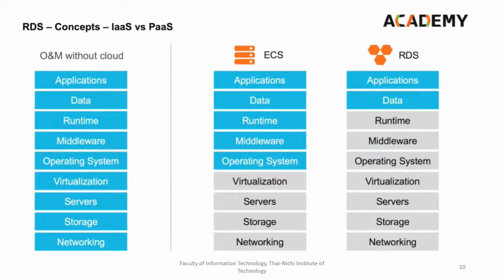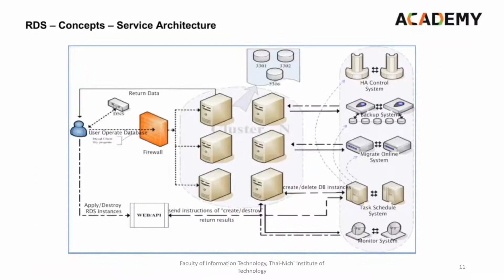Now we see the difference between ECS and RDS. In the traditional system, we need to buy everything right from networking until the applications. Everything costs for us. But in the case of ECS, up to the level of virtualization, it is fully automated, and the user just needs to worry about the operating system until the applications. But in the case of RDS, until the runtime, everything is fully automated. Only the applications and data are managed.